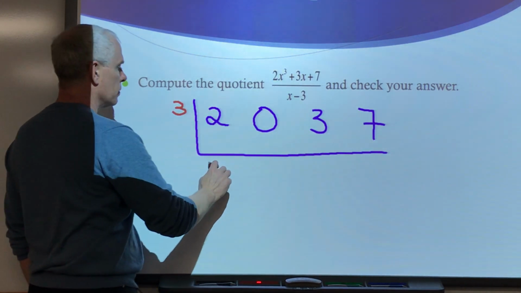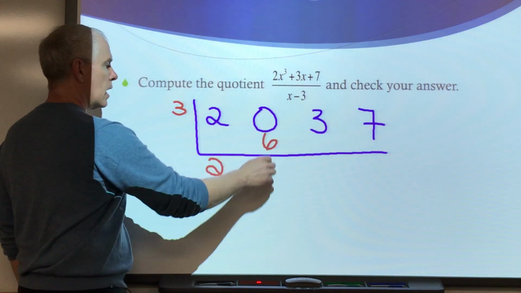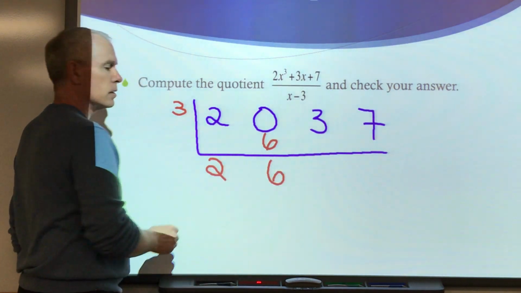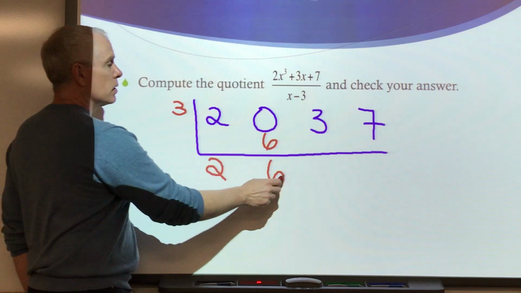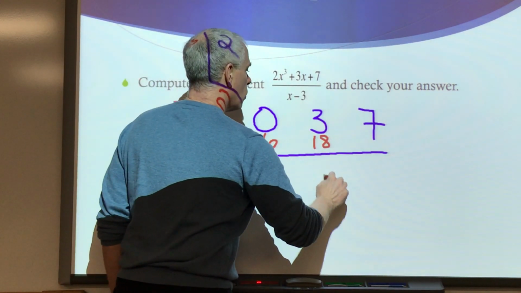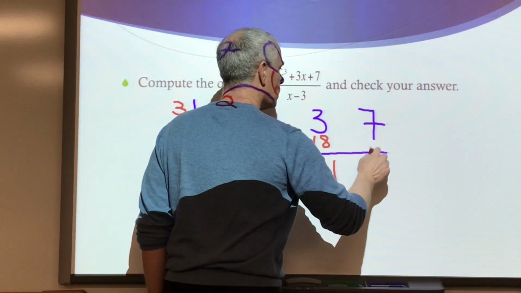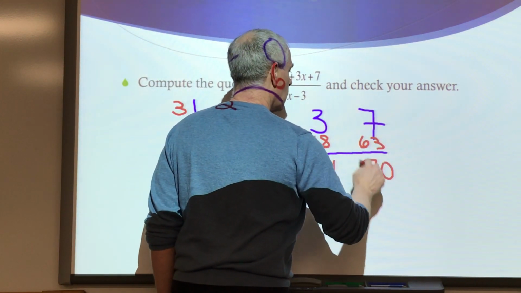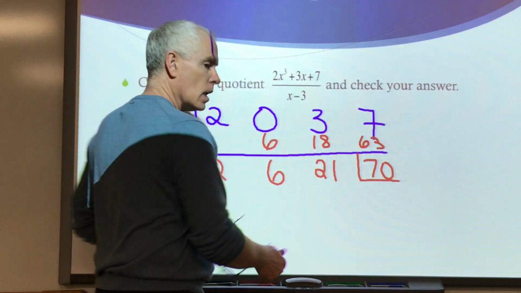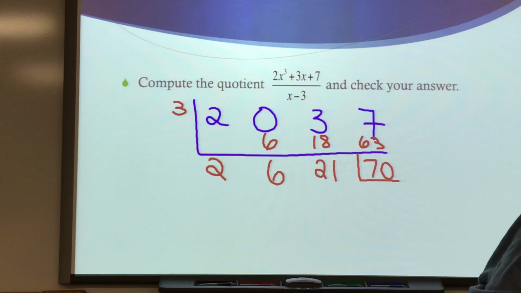I'm going to drop the 2 down, multiply. 3 times 2 is 6. Add these up. 0 plus 6 is 6. Multiply again. 3 times 6 is 18. 18 plus 3 is 21. Multiply. 21 times 3 is 63. And add these up, and I get 70. Well, it turns out 70 is my remainder.